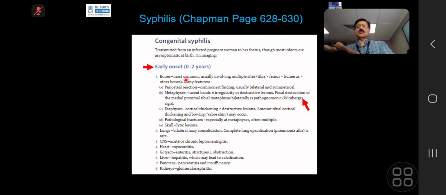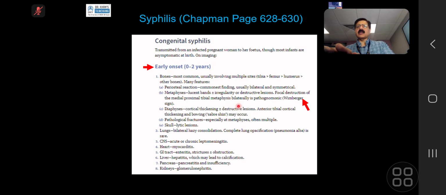Early onset, 0 to 2 years. Which bones are most commonly involved? Tibia, femur, humerus. Periosteal reaction, common finding, bilateral symmetrical. Metaphysis, lucent band and irregularity, focal destruction of medial. Look at this. Focal destruction of medial proximal tibial metaphysis. Bilateral is pathognomonic of Wimberger's sign. Pathognomonic. End of story. This is what I tell you.